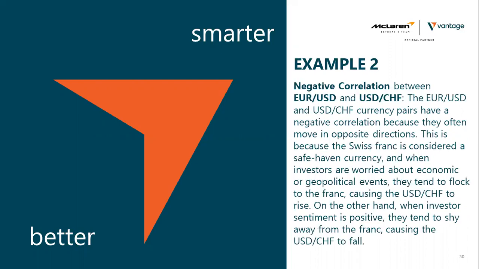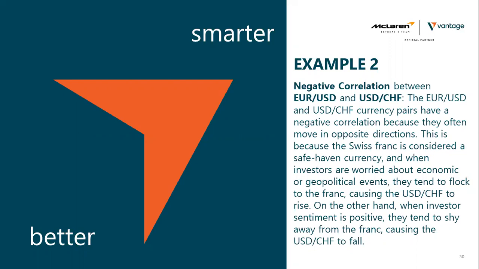So let's go on. Negative correlation: Euro USD and USD CHF. So Euro USD and USD CHF have a negative correlation. What this means is that if you are buying Euro USD, you should be selling USD CHF. You cannot buy Euro USD and buy USD CHF at the same time, even if your analysis or your strategy tells you to do that.